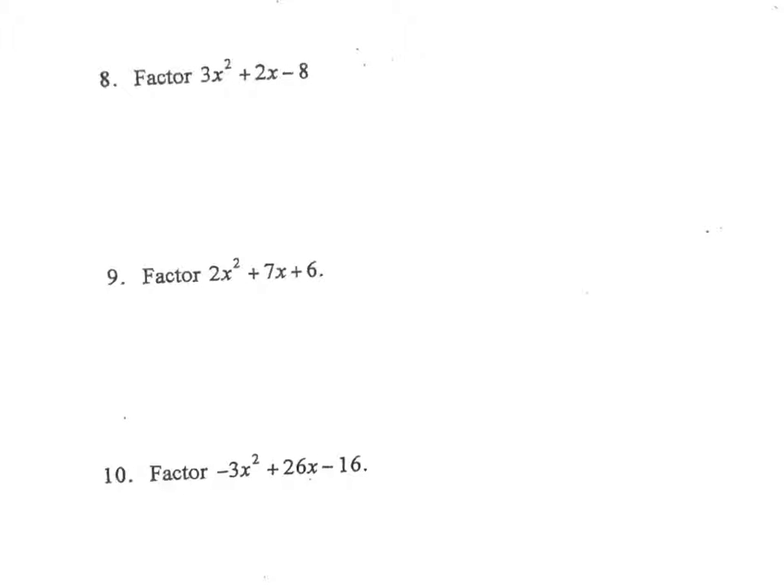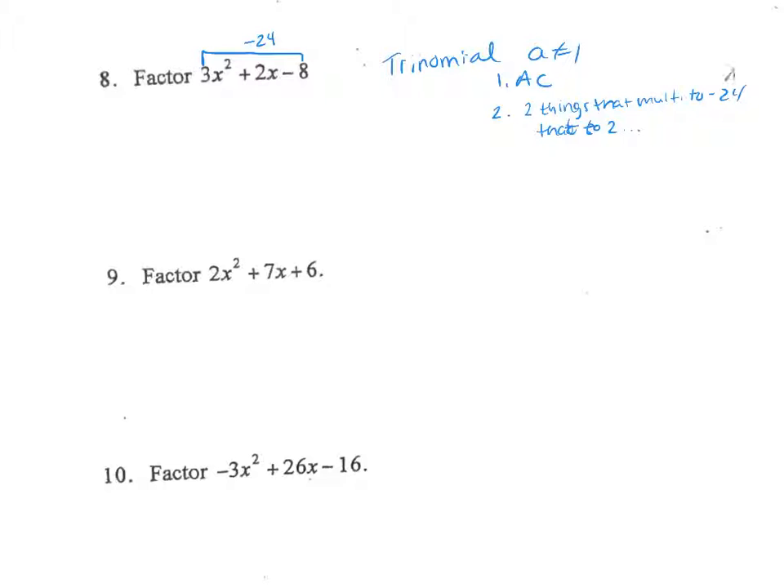Okay, so here I have a trinomial again, but this time the a is not equal to 1. So the difference there is that you have to do AC. Step 1 would be to calculate AC. Well, 3 times negative 8 is negative 24. You don't worry about the variable, just the coefficient, 3 and negative 8. That multiplies to negative 24. And then I need two things that multiply to negative 24 that add to 2. So basically it's two things that multiply to AC and add to B.